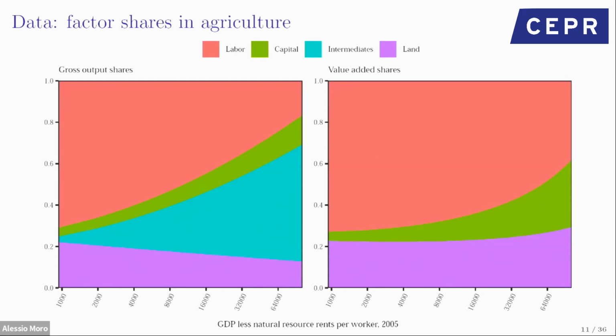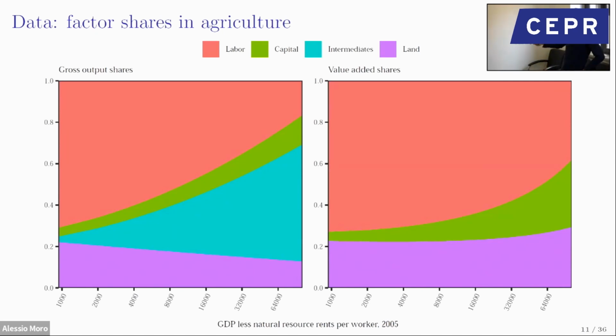Good. So we have quantities and prices. We can also back out cost shares, and that's what we plot here. The main takeaway is that the cost shares are non-constant across countries. Here are shares in gross output. You see enormous intermediate input intensification. The share of intermediates is growing a lot. It's very big in rich countries and negligible in poor.